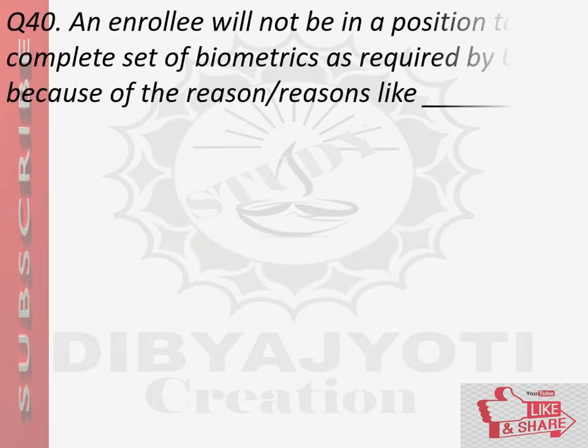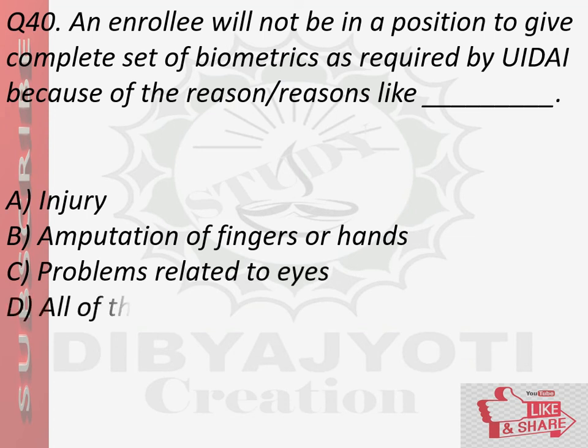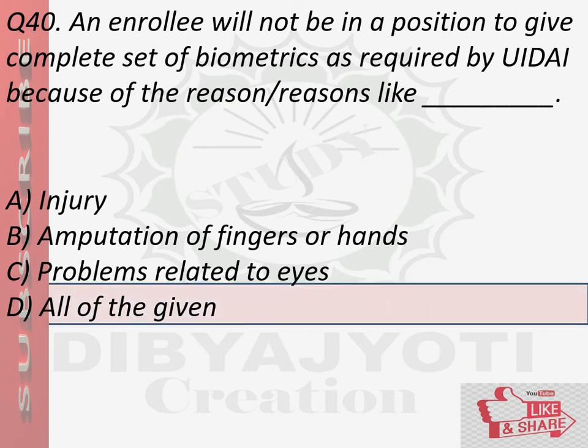Next, an enrollee will not be in a position to give complete set of biometrics as required by UIDAI because of the reasons like dash. Options are option A, injury, option B, amputation of fingers or hands, option C, problems related to eye, option D, all of the given options. And the answer is all of the given options.